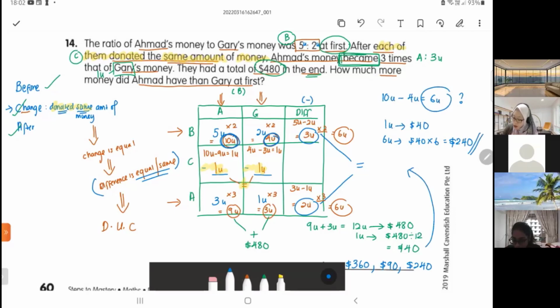Answer. So who's correct? Just now, Nidhi is right. This one is not right. Okay. This is the difference unchanged concept. The difference is the same because the change is the same. Okay.